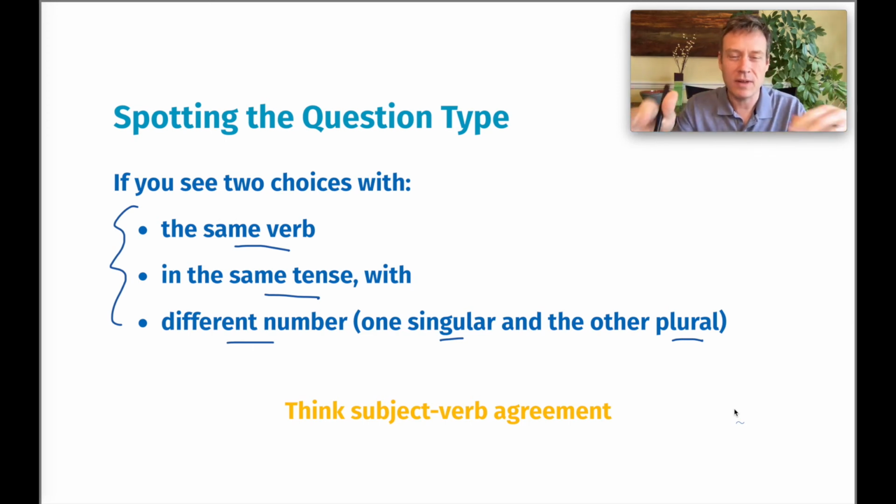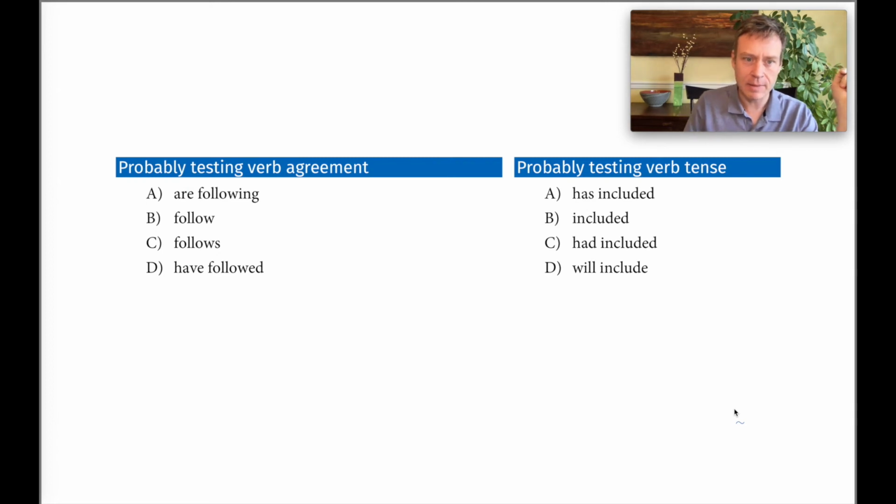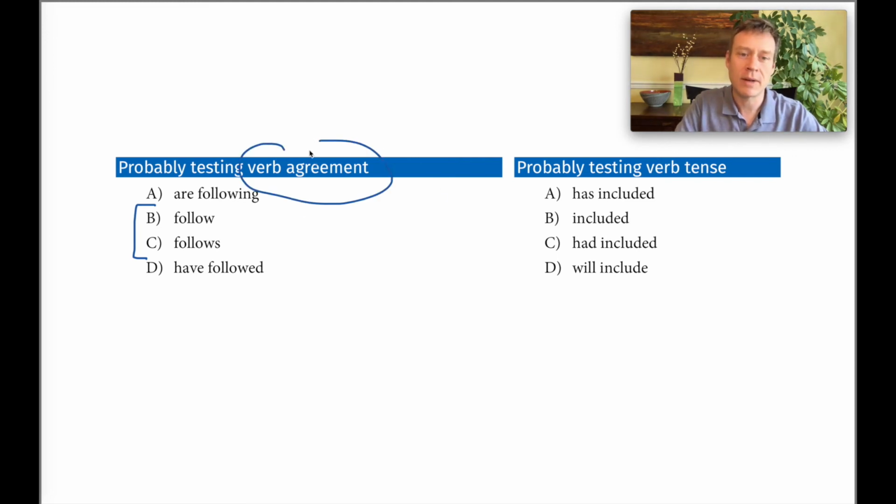On the other hand, if all the choices are using different tenses, then it's probably going to be testing verb tense. So here's an example of this. I notice in this question on the left that if you look at B and C, it's the same verb, it's the same tense. This is present tense, and this is also present tense. But this one is plural. These things follow, and this one is singular. This one thing follows. And so they have exactly that pattern. Same verb, same tense. One is singular, one is plural. That's how I would know this is probably testing verb agreement.